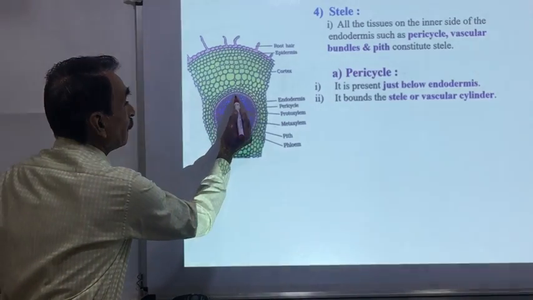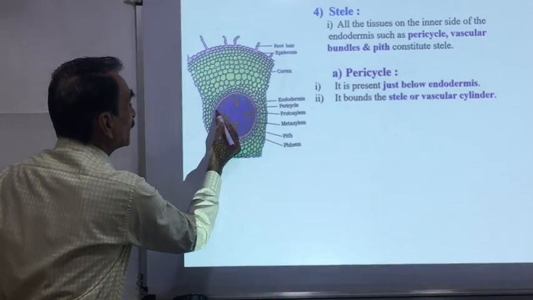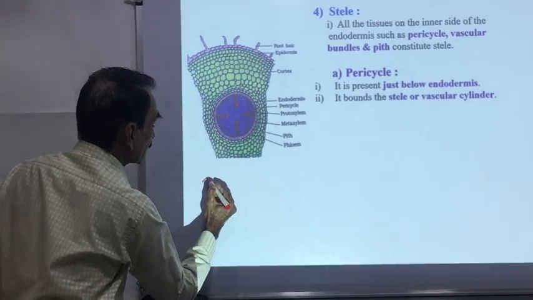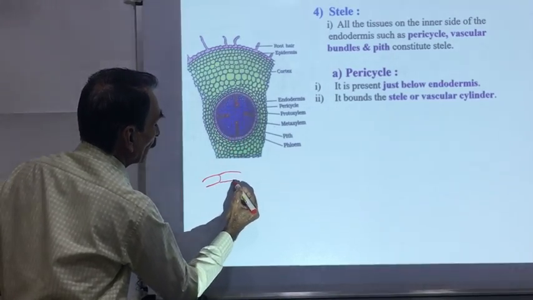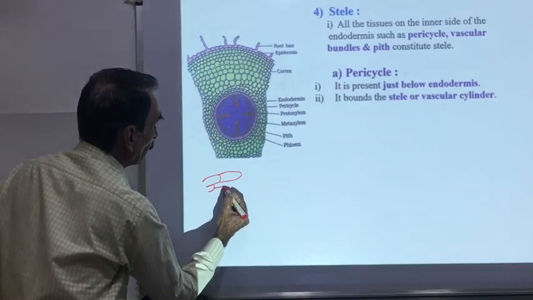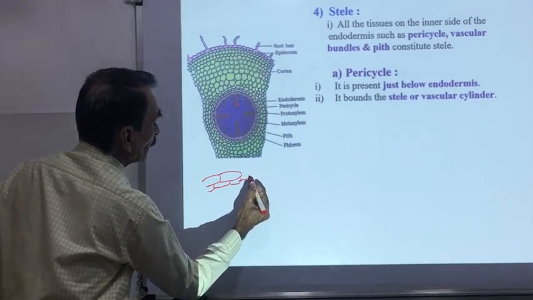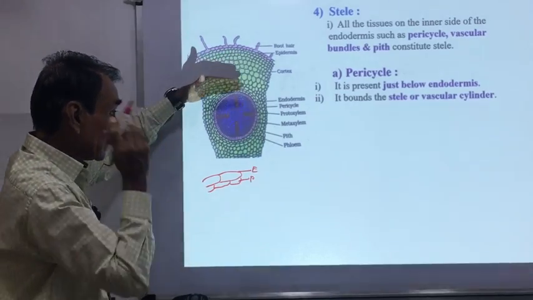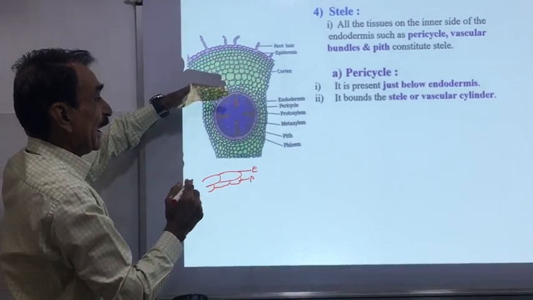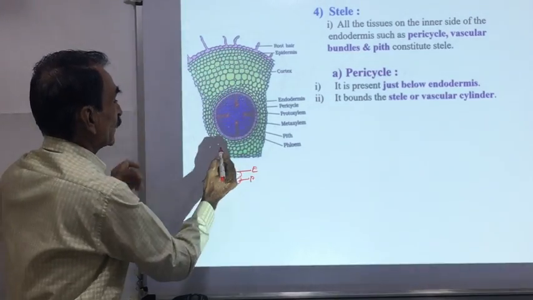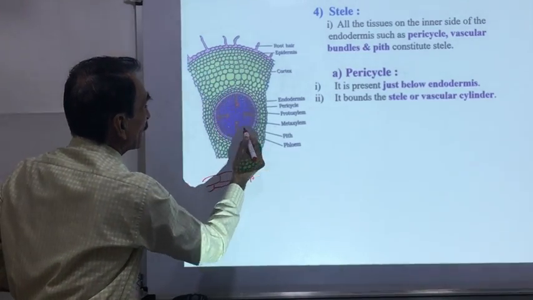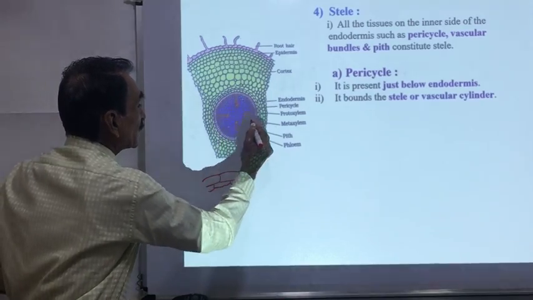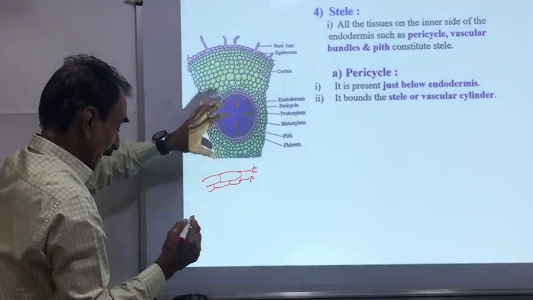Here you can see pericycle, it is present just below the endodermis. This is the endodermis, and this is the layer of pericycle. So it is present just below the endodermis and it bounds the stele or vascular bundles. The vascular bundles are enclosed inside the pericycle.